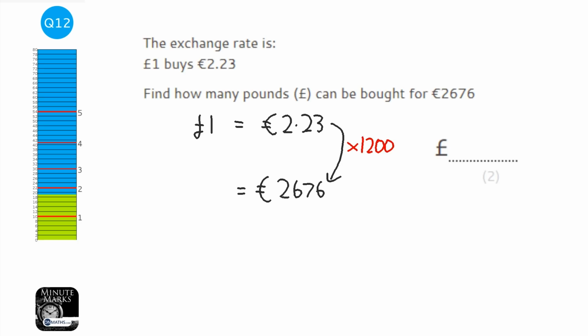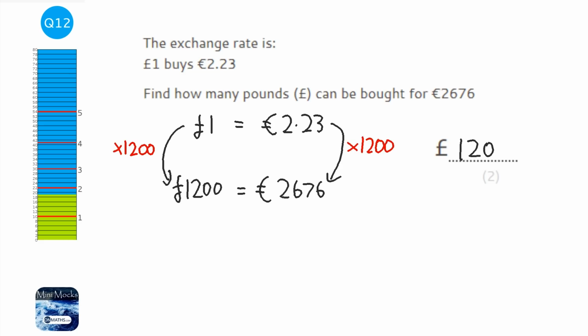Now I can check that by typing 2.23 times 1200, and it gives me 2,676. So if that works that side, it has to be able to work this side as well. So I'm going to times this side by 1,200, which is quite obvious. 1 times 1,200 is going to be 1,200, and that's going to be my answer, 1,200.